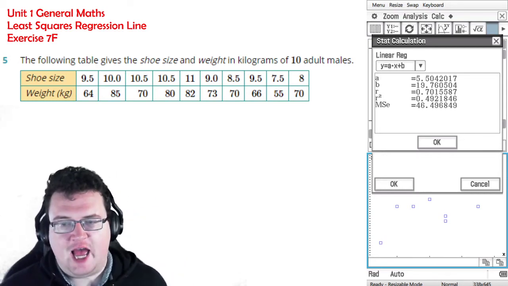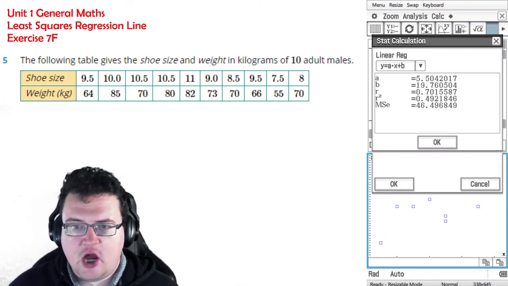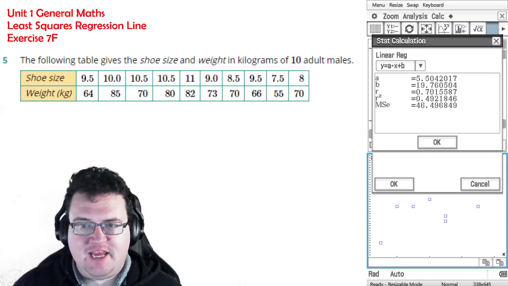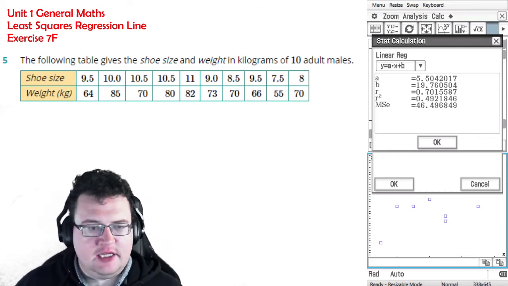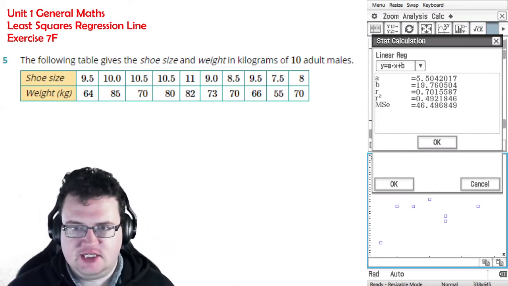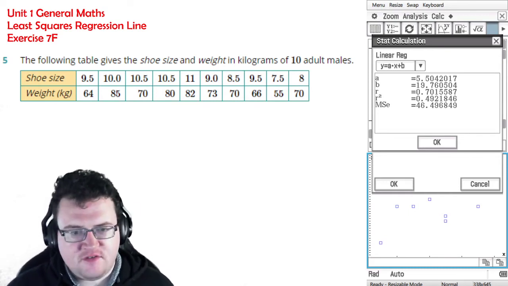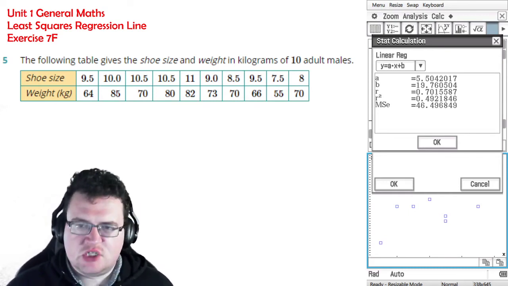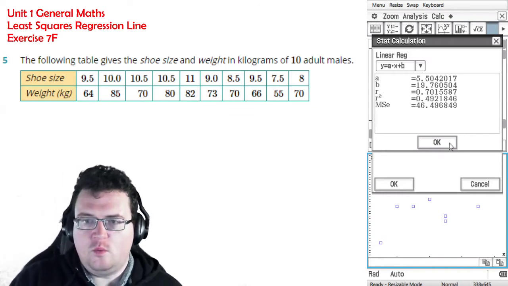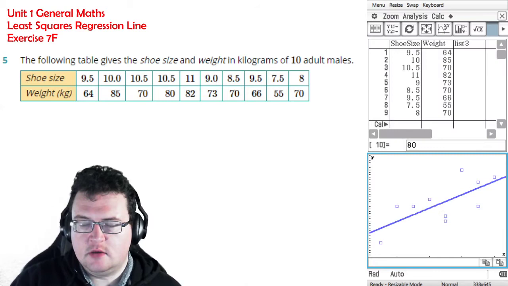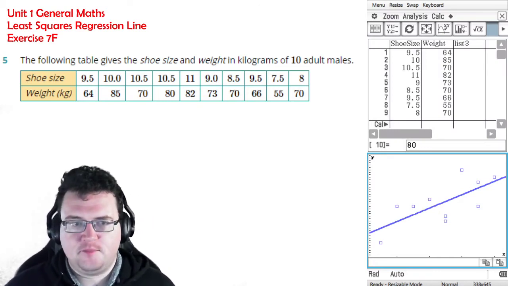Y equals AX plus B. A is the gradient of the line. B is the y-intercept. And R is how closely it correlates, so it's our Pearson's correlation coefficient. All right, 0.7, strong positive. We hit OK, and there's our line right through the middle there.